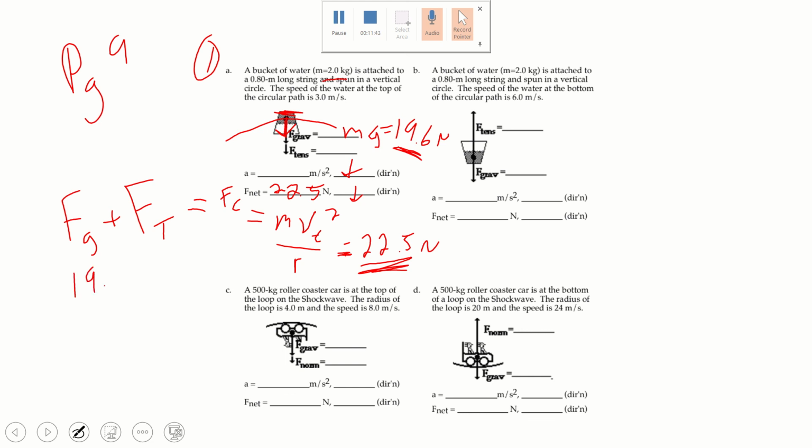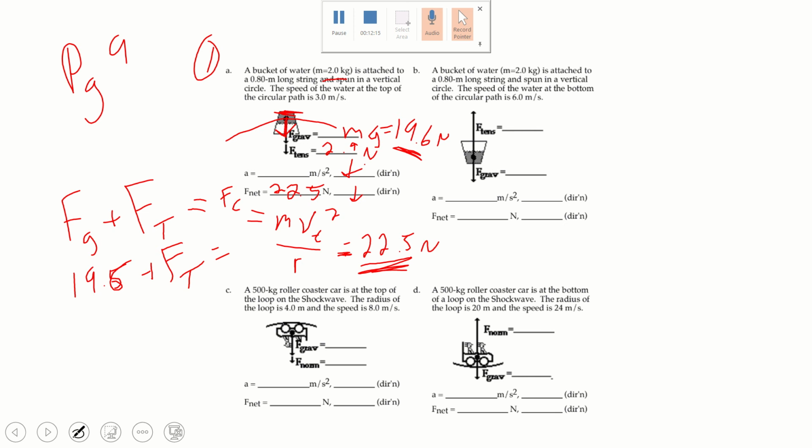Gravity gives us 19.6 of that, and Ft needs to make up the difference, which we do 22.5 minus 19.6. That gives you 2.9 newtons of tension. So again, that tension, if you're writing in that, that's like the weight that you would feel, not how heavy you actually are.